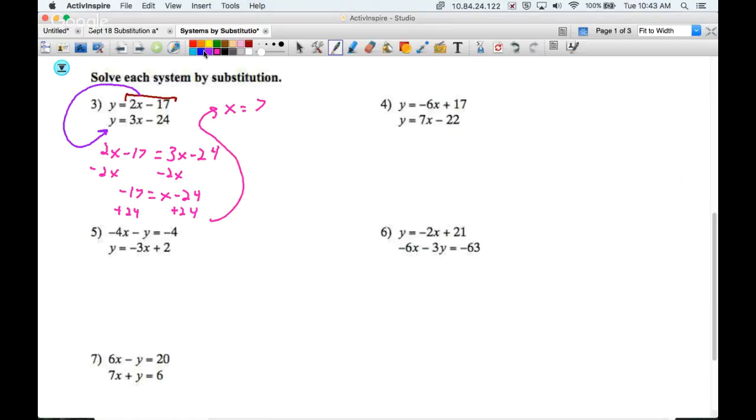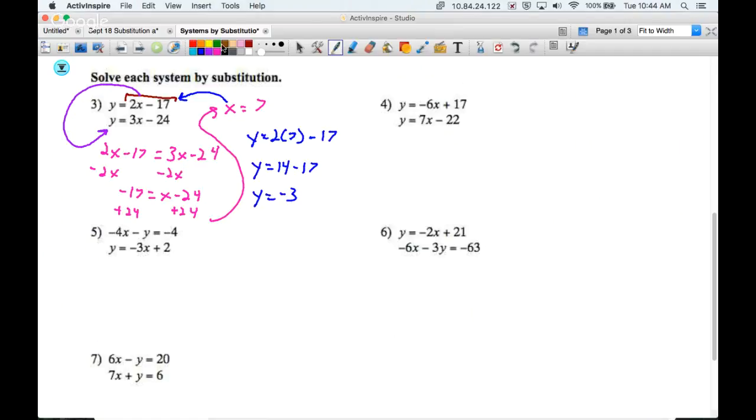Now that we've solved for x, we can plug that back into one of our original equations and solve for y. I'll just plug it into the top one to get y equals 2 times 7 minus 17, y equals 14 minus 17, y equals negative 3.